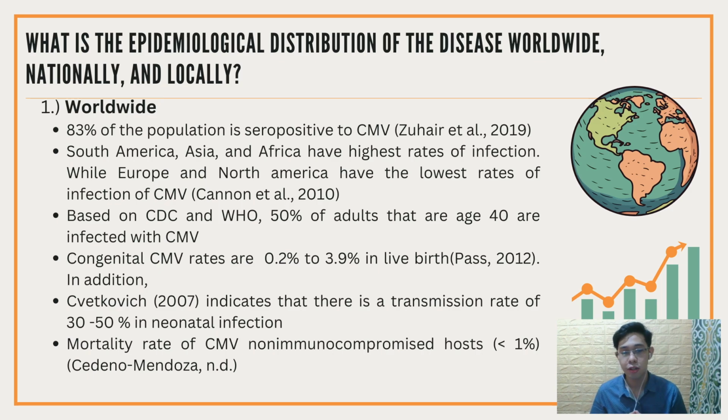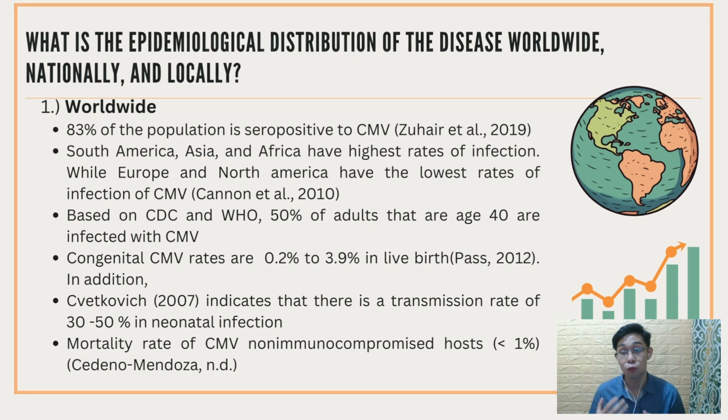Lastly, for healthy patients, CMV has a mortality rate of less than 1%, since infection is generally asymptomatic and it can only cause severe disease in immunocompromised patients, transplant, and transfusion recipients.